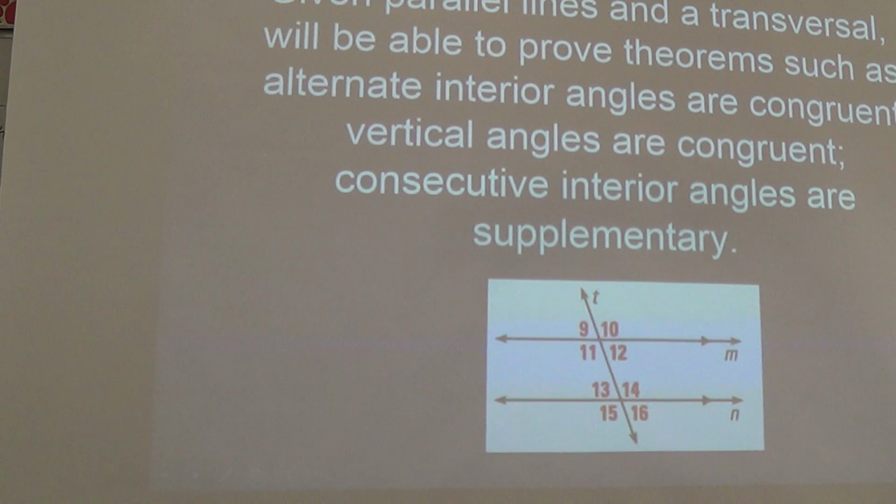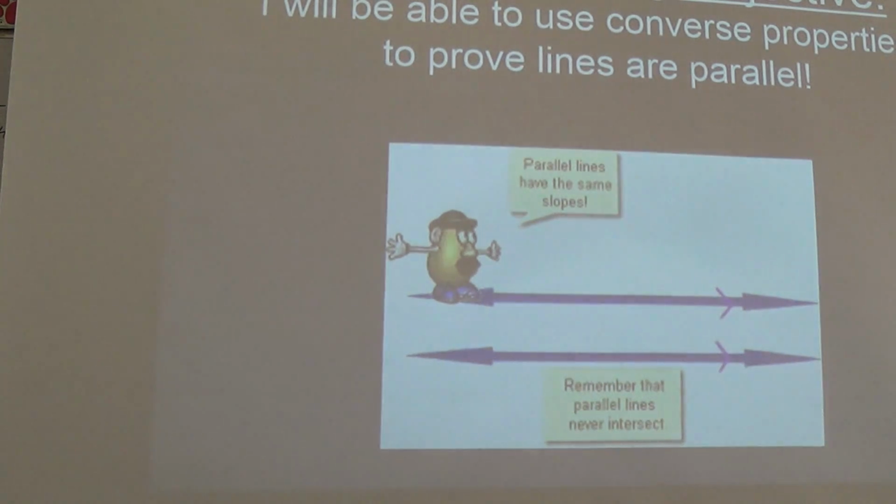All right. So before we said, here are parallel lines cut by a transversal, right? Here's a parallel line cut by a transversal. Now we're going to be talking about a converse, okay? So given parallel lines and a transversal, I will be able to prove theorems such as alternate interior angles are congruent, vertical angles are congruent, consecutive interior angles are supplementary. So same type of thing, but today's learning objective is you're going to be able to use the converse properties to prove lines parallel.